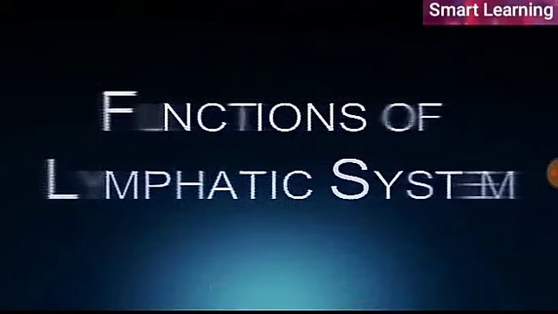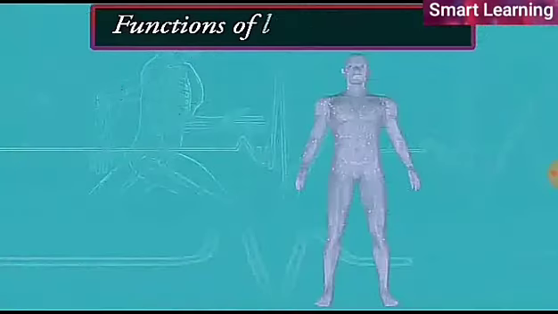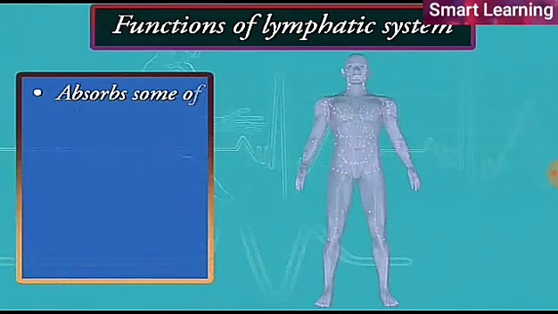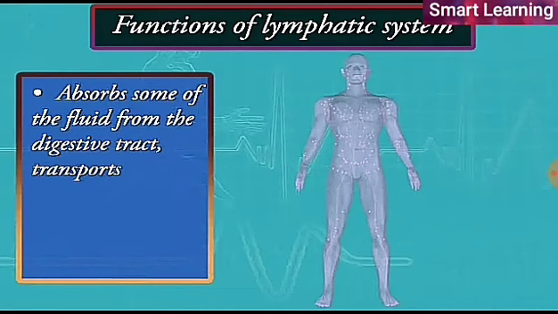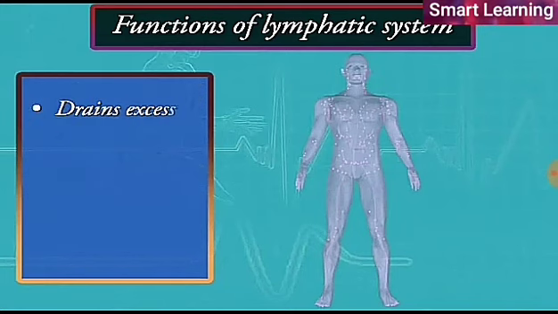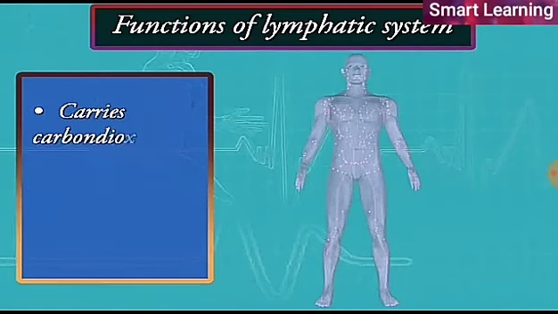There are various important functions of the lymphatic system. Let us discuss some important ones. Lymph absorbs some of the fluids from the digestive tract and transports proteins to the tissues. It also carries the digested fats. It drains the excess fluid from extracellular spaces back into the blood. It carries carbon dioxide and other nitrogenous wastes from the tissues to the blood.